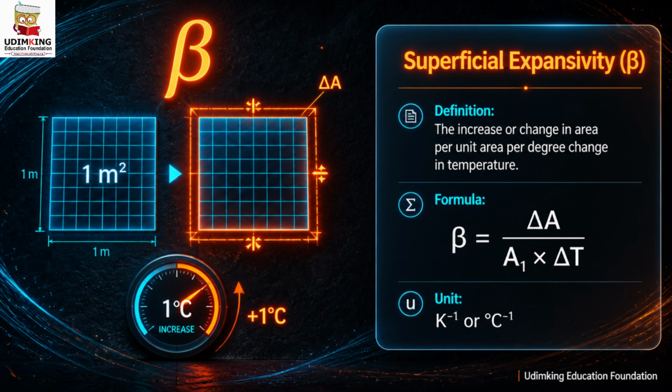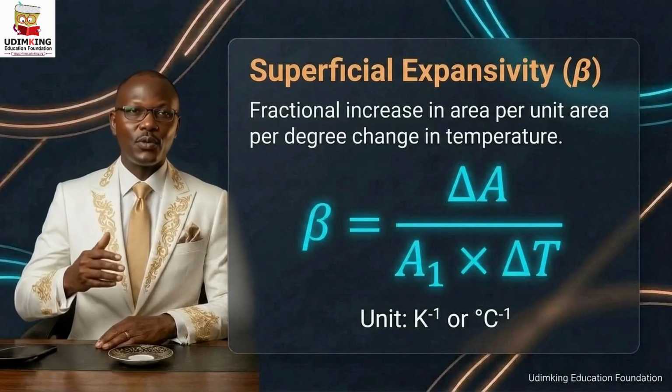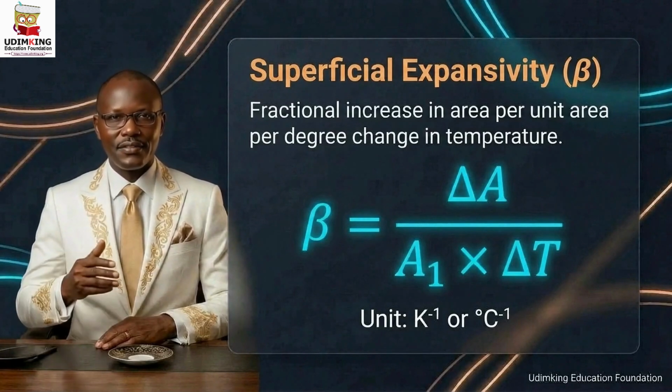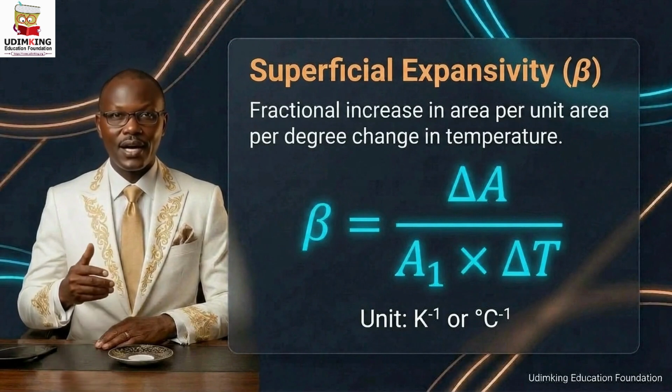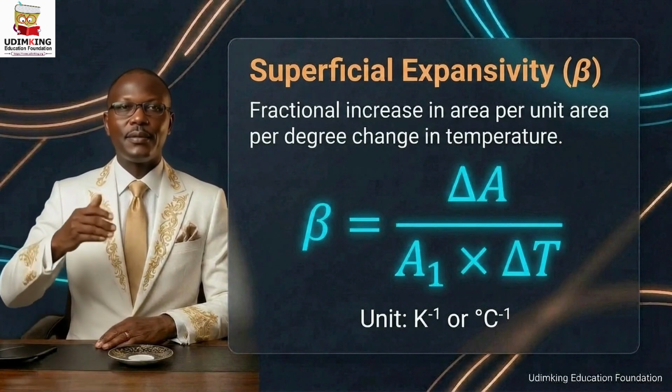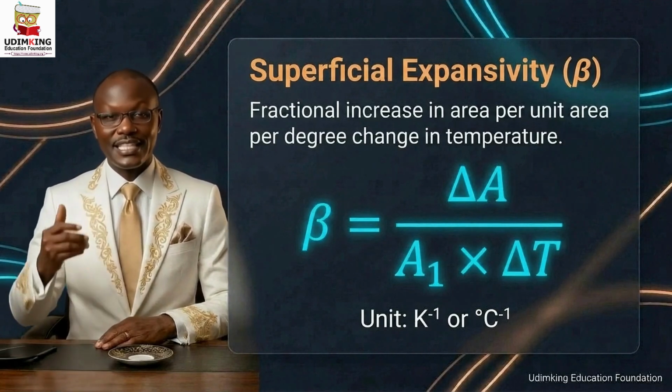If you have a unit area of exactly 1 square meter, whatever fractional increase occurs in that area when the temperature changes by 1 degree Celsius or 1 Kelvin is its superficial expansivity. So we define it this way. Superficial expansivity is the change in area per degree temperature change. Mathematically, we write it as beta equals the change in area, delta A, divided by the initial area, A1, times the change in temperature, delta T. Its unit remains per Kelvin or per degree Celsius.